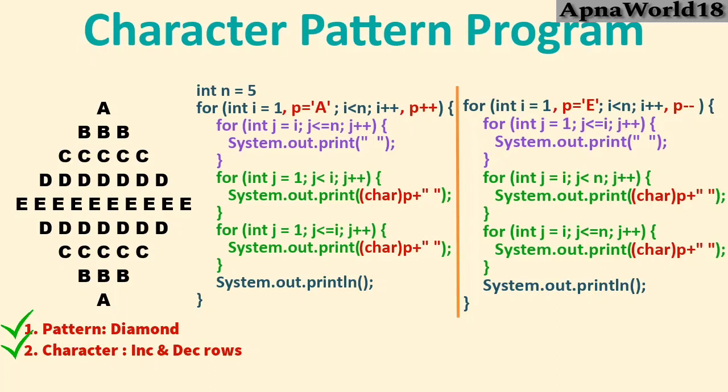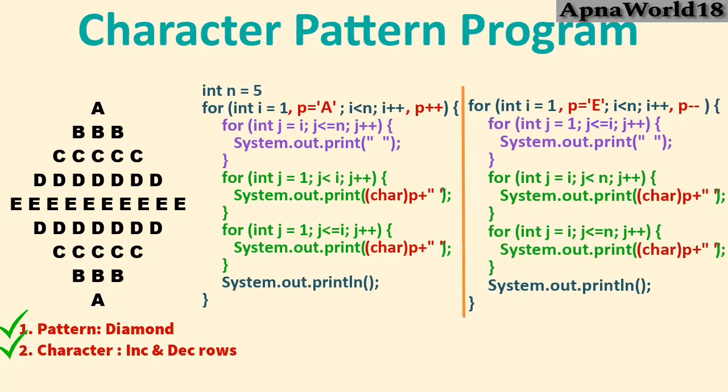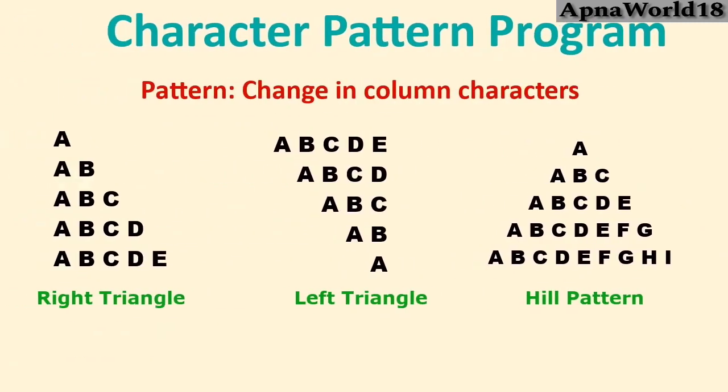You can try alternate characters, skipping characters, and try playing around with double row patterns. Now all this was where characters in a row were constant. What if there was a change in characters in a column? Let's see these patterns now.